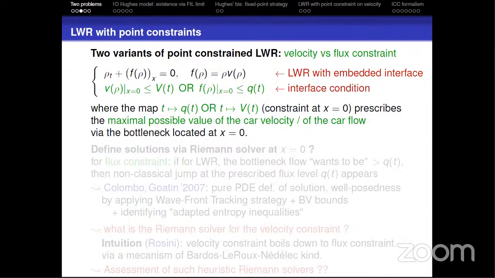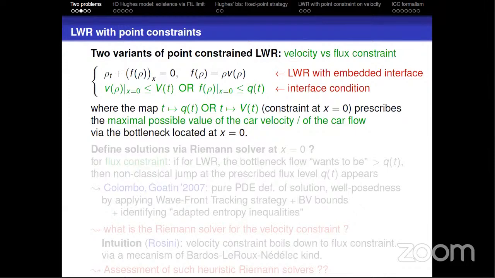And the second problem I will deal with is about two variants of the point constraint LWR model. It's about flux constraint, which is by now a classical problem, very well solved, and velocity constraint, which was a question I was asking for several years to Paula and to Rinaldo: why, in this situation where you consider LWR with an embedded interface, you don't see it from this equation, but you see it when you see the second line where something is prescribed.